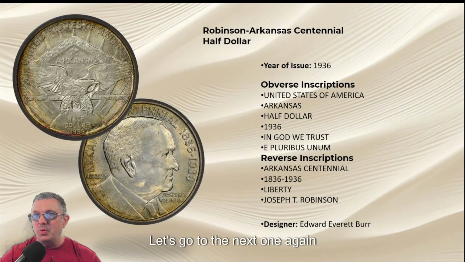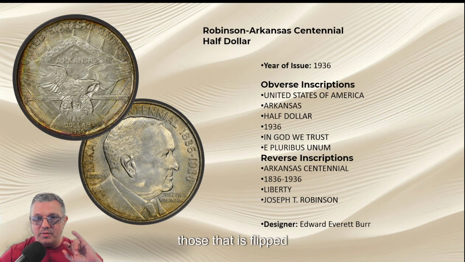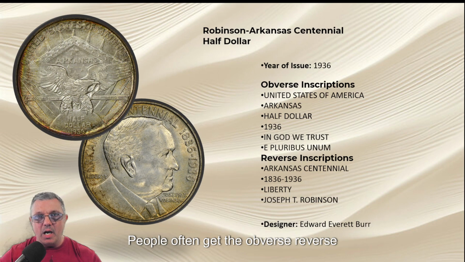Let's go to the next one. Again, you'll see Arkansas, the same symbol there, except this time it's one of those that is flipped. People often get the obverse and reverse wrong in this, because the other time that you saw the seal of Arkansas, it was the reverse of the coin. On this coin, it's the obverse.